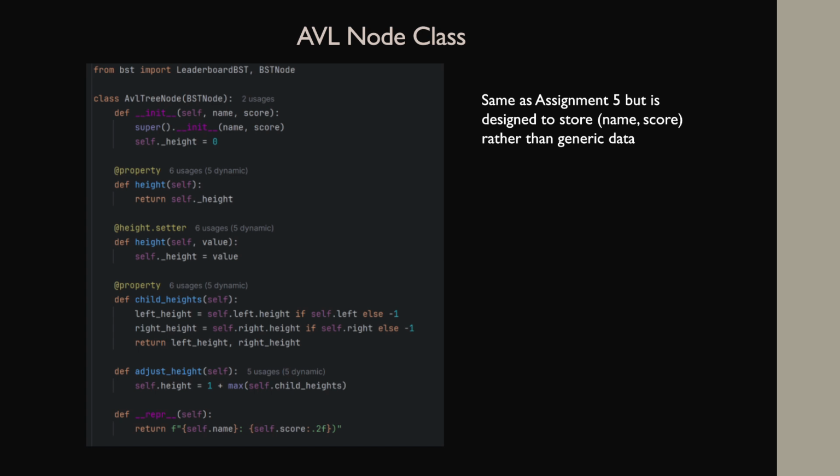Then we have the adjust height method, which updates the node height after insertion or deletion operations. It would call the child heights, take the max of the two child heights, and then add 1 for the current node. It's an essential method whenever the tree is modified, because the entirety of balancing and the logic behind it depends on the current heights being accurate.